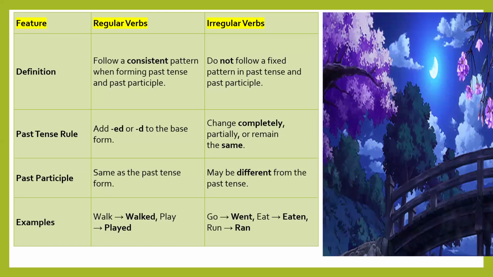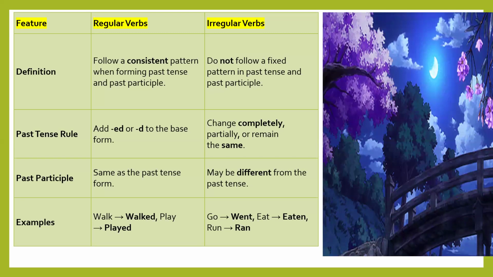So these are regular verbs and irregular verbs. How to differentiate them? So what are the definitions? We have learned a lot. We have accumulated much knowledge about regular verbs and irregular verbs. What is the definition of a regular verb? Regular verbs follow a consistent, regular pattern when forming the past tense and past participle. It is formed by adding ed or d to the base form of the verb. The past participle is the same as the past tense form.